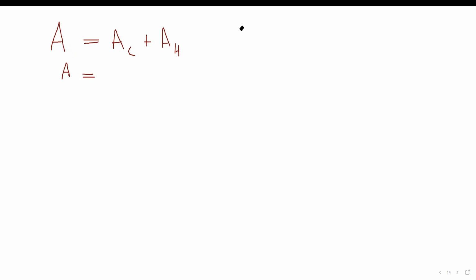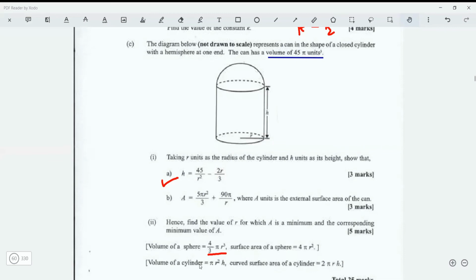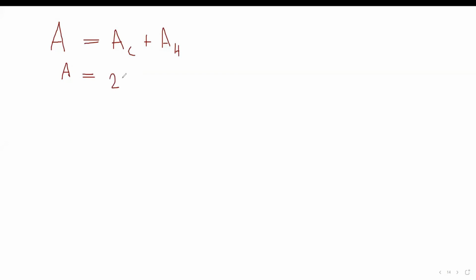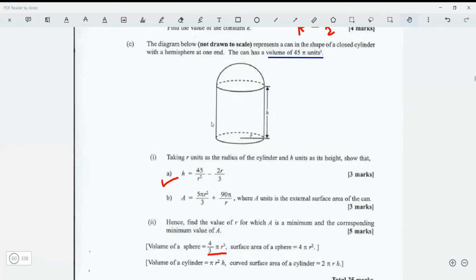Now I know area of a cylinder. Area of a cylinder is, I'm lying, I don't know area of a cylinder. The curved surface area of a cylinder is 2 pi rh. That's the area of the cylinder. But that's actually just the curved surface area. All right, so now we need the area of this part and the area of this part.